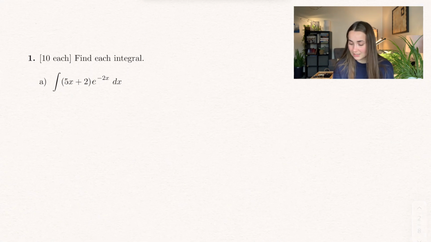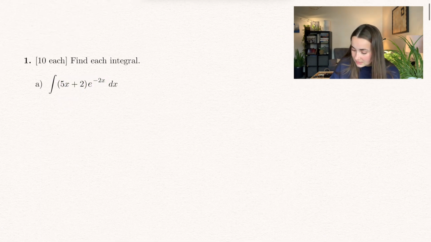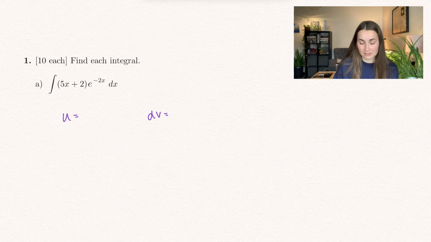We want to find each integral. So part A here, we have the integral of 5x plus 2 times e to the negative 2x. Whenever you notice two functions of x being multiplied by one another, that is going to cue you into integration by parts. So here I'm going to set u equal to something, and I'm going to set dv equal to something. dv is something I want to be able to integrate. u is something I want to take the derivative of.